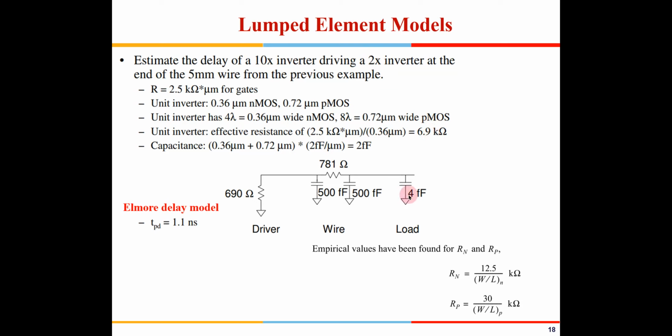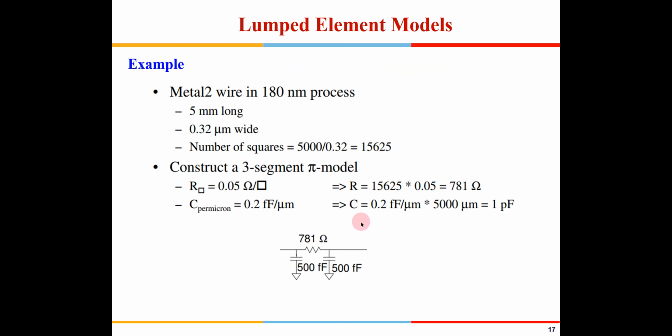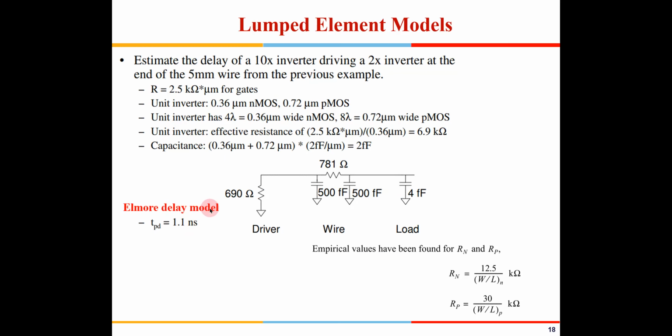Now here the load capacitance is 4. I want you to compute this yourself and verify the results. How do we compute this? We use a formula which we learned here, the Elmore delay model. What is the Elmore delay model? That is the method of computing the delay. If you have a paper and pen, you can note it down also. 690 into 500 femto, plus. Now, what is the next stage?